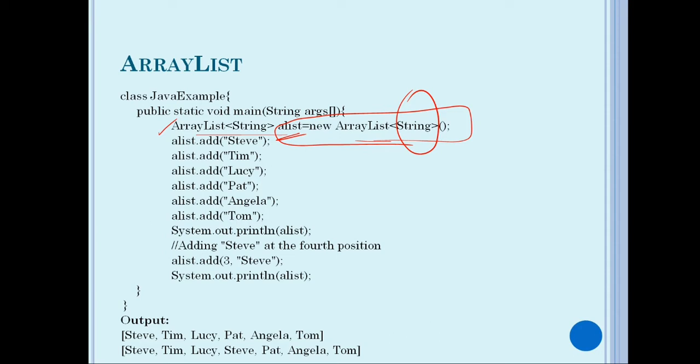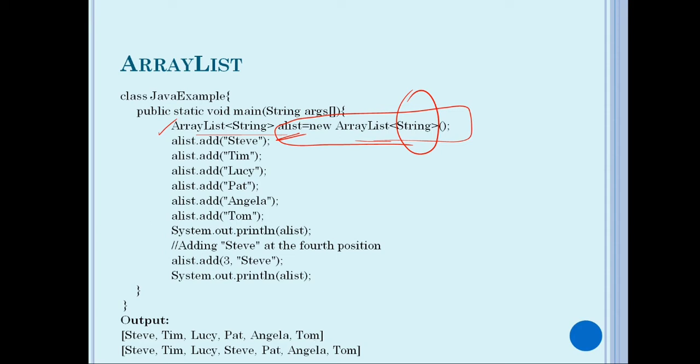So now I'm going to add the elements into the list. The AList is the name of the list we defined here, and then dot add is a method which is going to add an element in it. So we're trying to add the elements Steve, Tim, Lucy, Pat, Angela, and Tom. And after that, we're going to print that list. And then later, we're going to add one more element, and then we're going to print it again. So the output will first be Steve, Tim, Lucy, Pat, Angela, Tom.